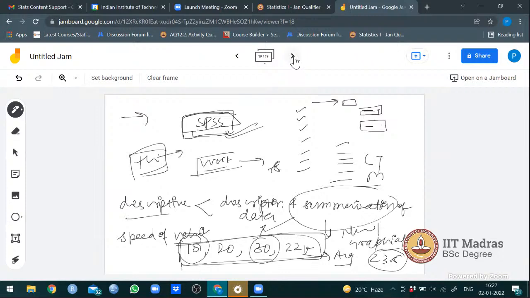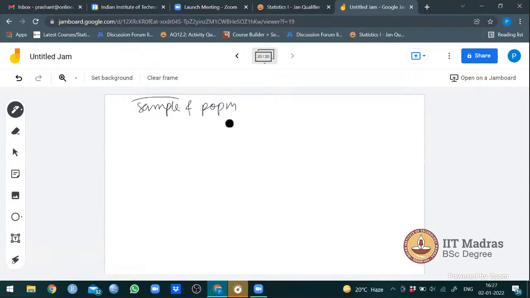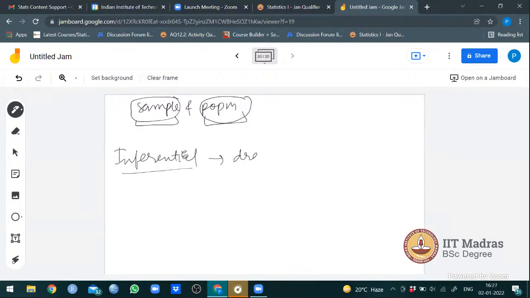Also, descriptive statistics you can perform on a sample as well as a population, because you have this data. So you perform the description and summarization. And in inference, we draw conclusions about the population from sample data.